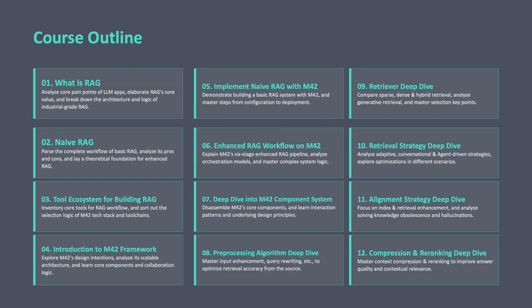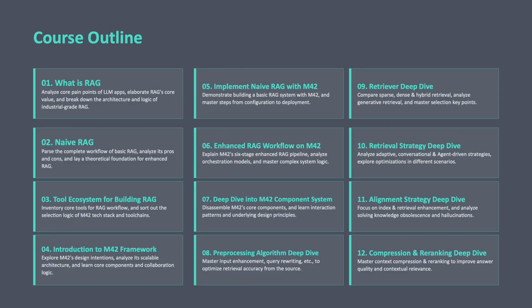Sixth, enhanced RAG workflow on M42. We'll break down M42's proprietary 6-stage enhanced RAG pipeline, analyze its service orchestration modes, and help you fully grasp the logic of complex industrial RAG systems. Seventh, deep dive into M42 component system. We'll take apart every core module inside M42 one by one, learn their interaction patterns, and unpack the underlying design principles that power the whole framework.